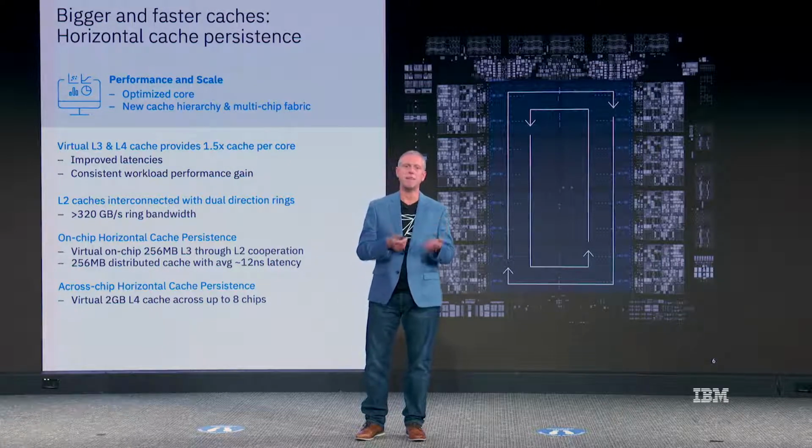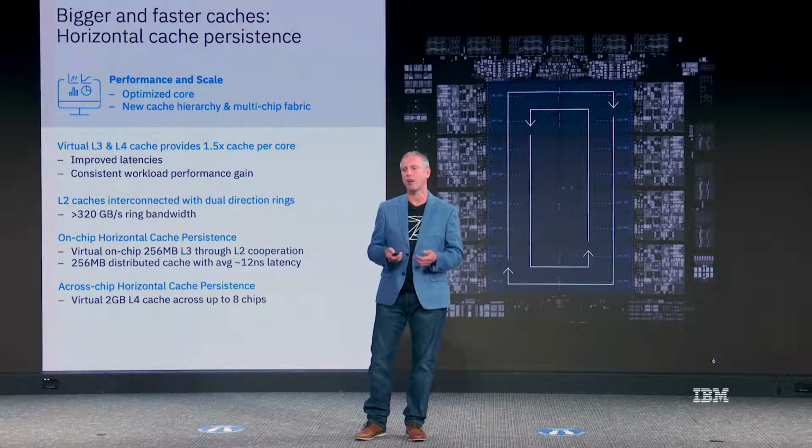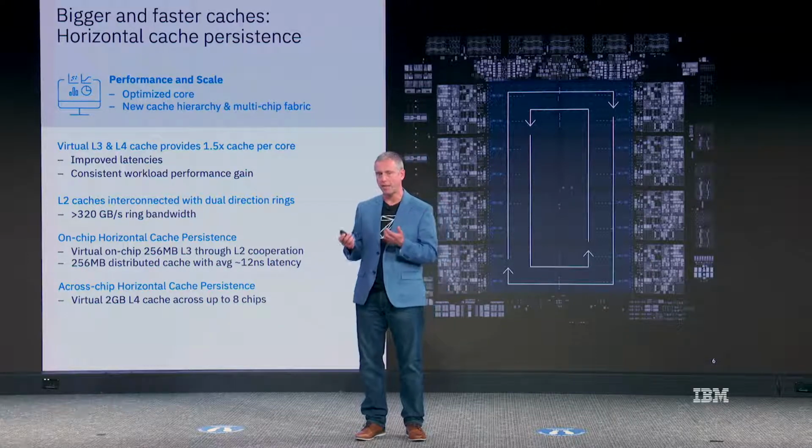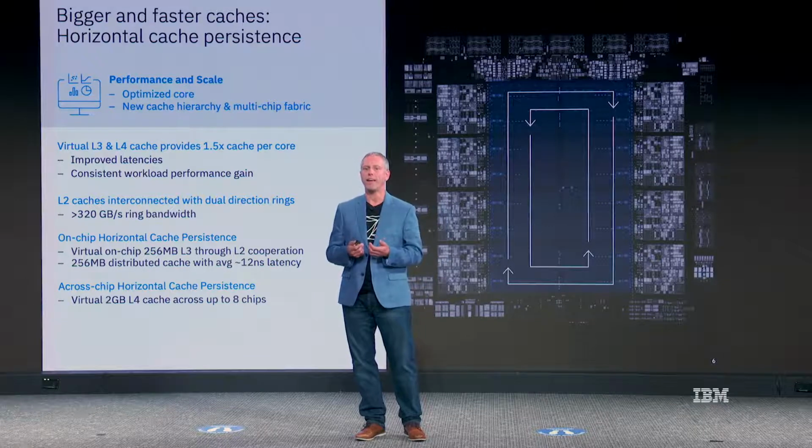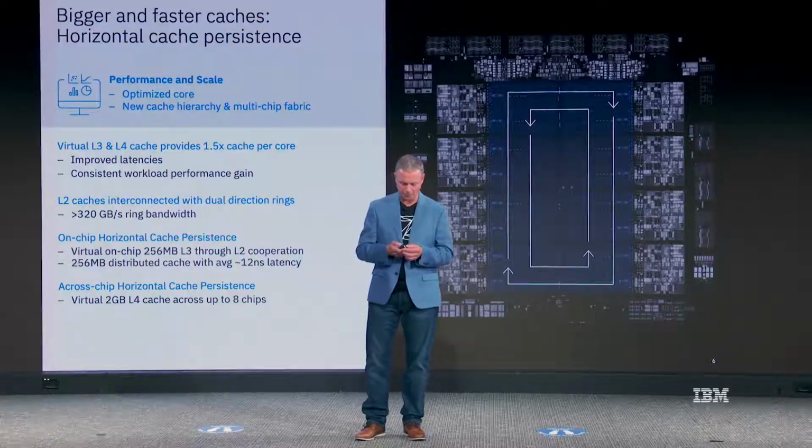We then apply the same mechanism across multiple chips. We can group up to 8 Telum chips and form a virtual 2 gigabyte level 4 cache across those 8 chips. So let me describe a little bit how we are using the Telum chip to build out a large-scale system.